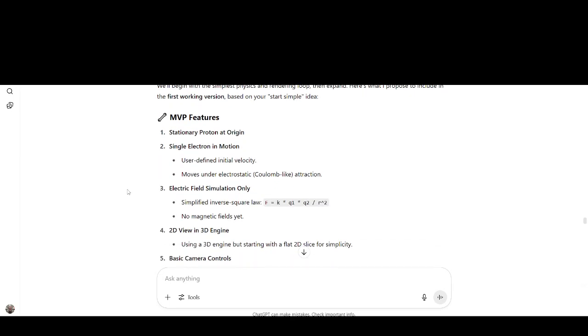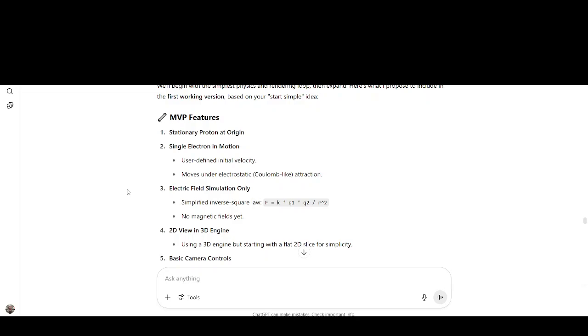MVP, minimum viable prototype. I know usually it's product, but it works. So start here. We'll begin with the simplest physics and rendering loop, then expand. Here's what I propose to include in the first working version based on your start simple idea. MVP features: stationary proton at origin, single electron in motion, user-defined initial velocity, moves under electrostatic Coulomb-like attraction.